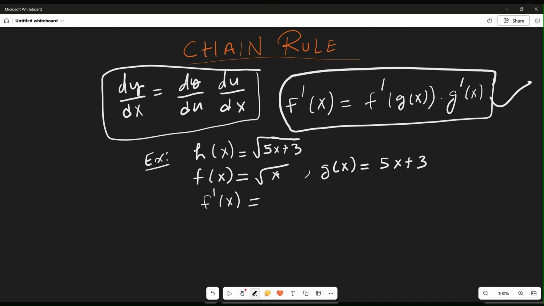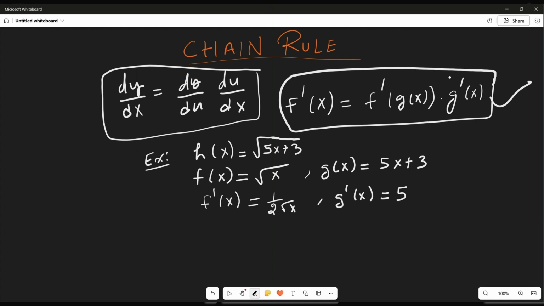So derivative of square root of x, this is simply x raised to 1 over 2, right? So this is power, bring the power down and then subtract 1 from it. And then here derivative of g of x is 5x, derivative is 5, plus constant is 0.